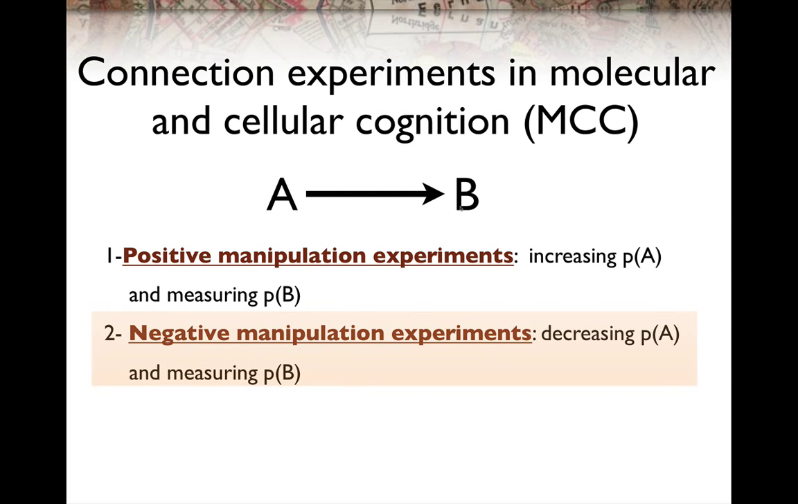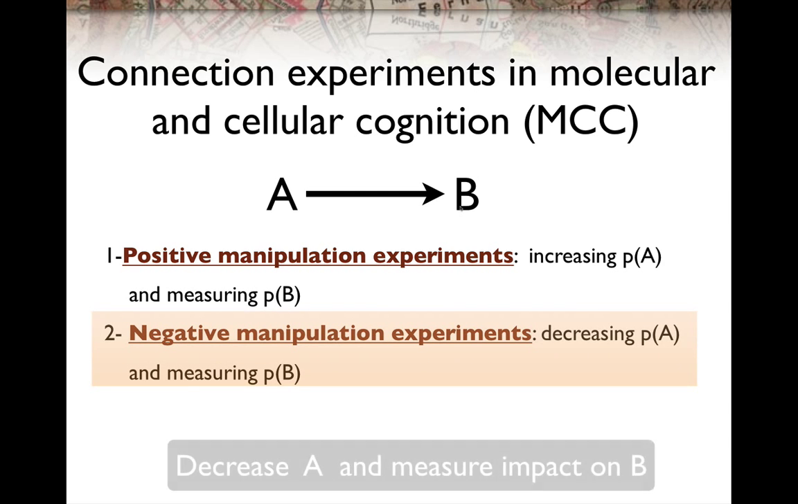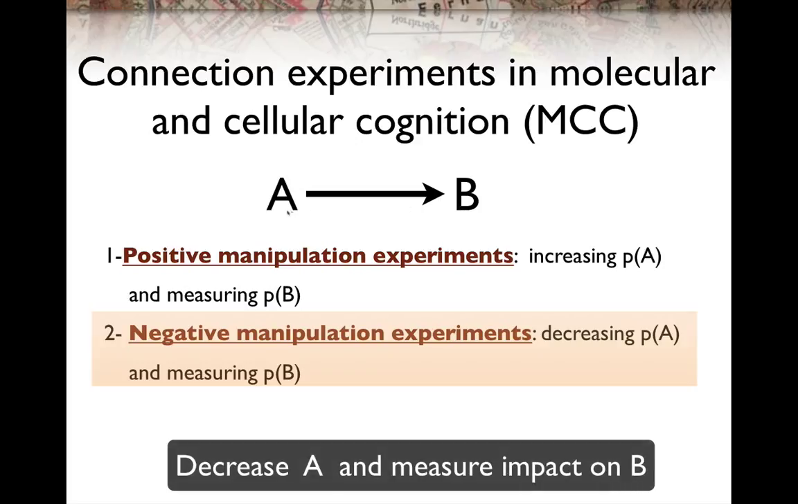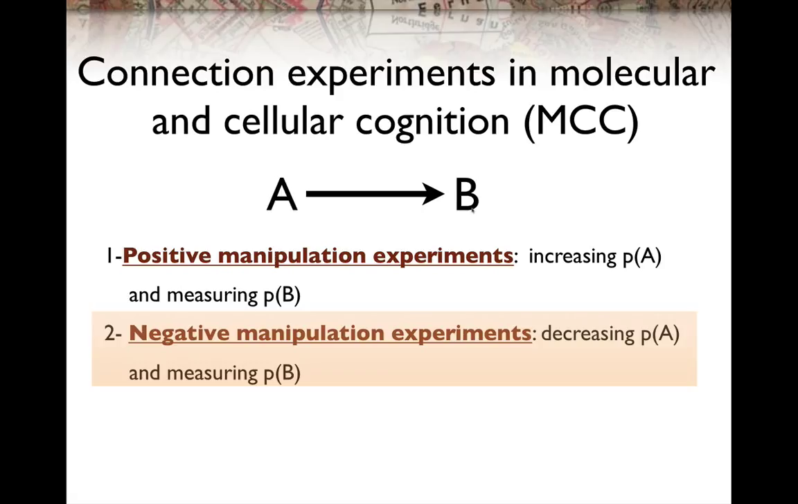Negative manipulation experiments do the opposite of positive manipulation experiments. Instead of enhancing A, they interfere or block A, and then they look at B. For example, we would decrease or even eliminate the activation of a cell type, and then look at the impact on behavior B. Negative manipulation experiments do not tell us that A is normally involved in causing B, since A could simply be something that's needed for B, but it's not involved in actually causing B, such as the relationship between the skull in our heads and learning and memory. Of course, you need a skull to have learning and memory, but the skull is not causally involved in learning and memory.